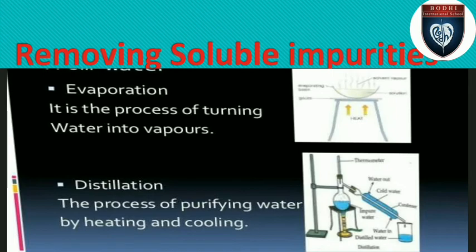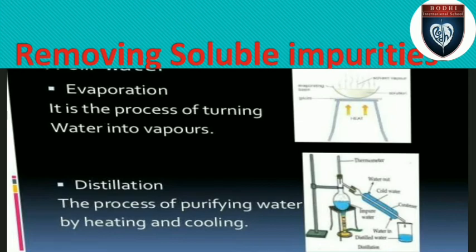So, how can we remove these soluble impurities? Most soluble impurities can be separated using two processes: evaporation and distillation. The process of converting a liquid to vapor is called evaporation. How can we convert a liquid to vapor? Yes, by heating it. Water containing soluble impurities like salt is heated. Water changes into water vapor and escapes. The impurity salt is left behind. That is why we are advised to drink water after boiling it.